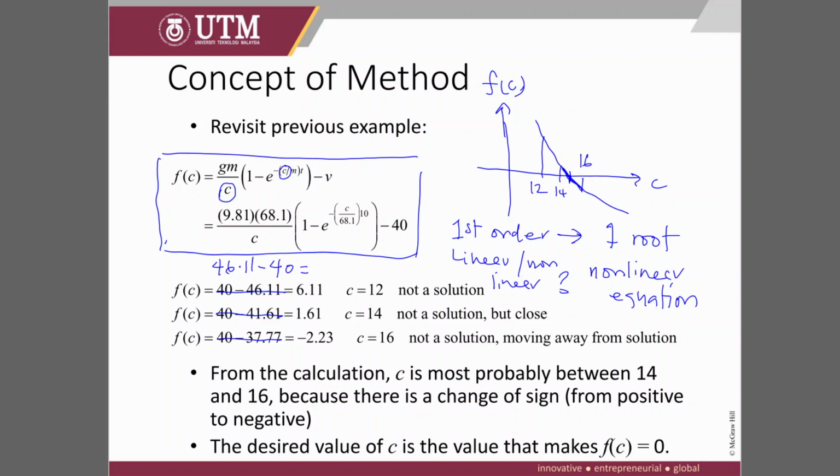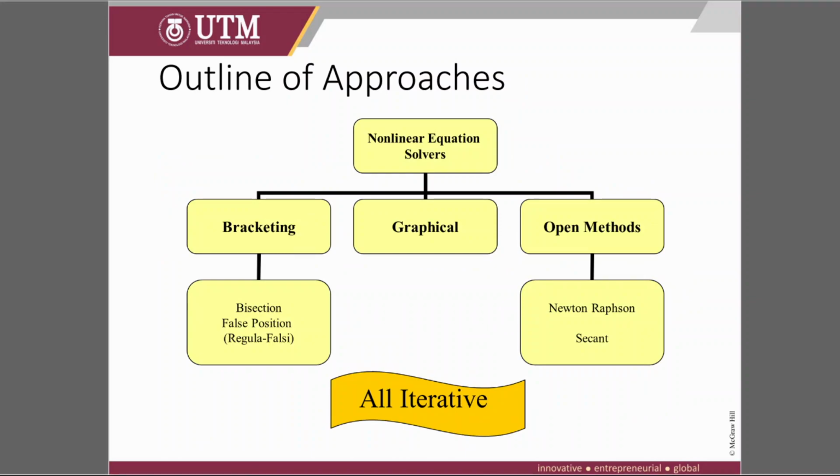Compared to the previous one, we had a quadratic equation. The quadratic equation has two roots because the order is second order. So in this case, this is a first order non-linear equation. And if we look at the approach that we can try to solve, there are three methods here: the graphical methods, the bracketing methods, and the open methods.